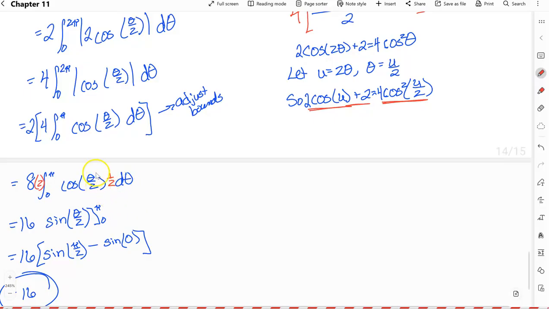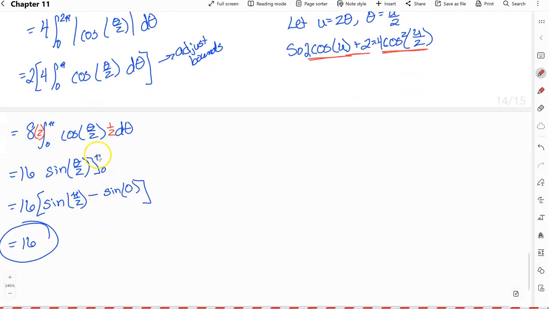So now we're going to do a u substitution. How do we integrate cosine of theta over 2? We're going to let u be theta over 2. So du is 1/2 d theta. We're going to compensate with 2, which is going to give me a 16 on the outside. And when I integrate cosine of u, I get sine of u. And then when I plug in my bounds from 0 to pi, I'm going to have 16 times sine of pi over 2 minus sine of 0. And sine of 0 is just 0. We know sine of pi over 2 is 1, so it's going to be 16 times 1, which is 16.